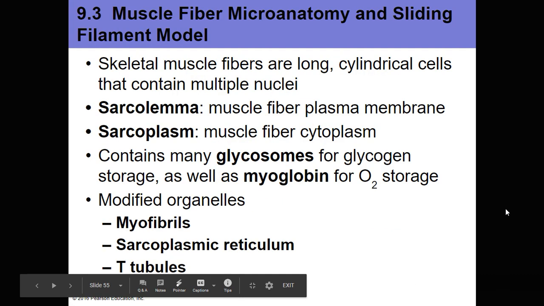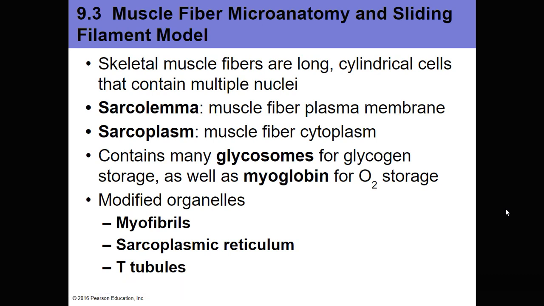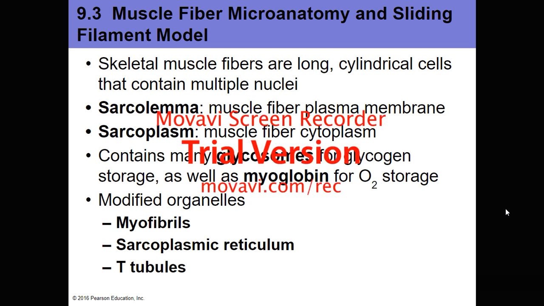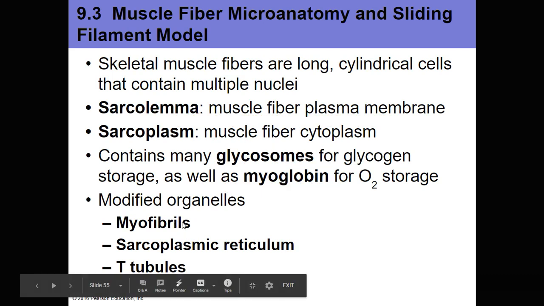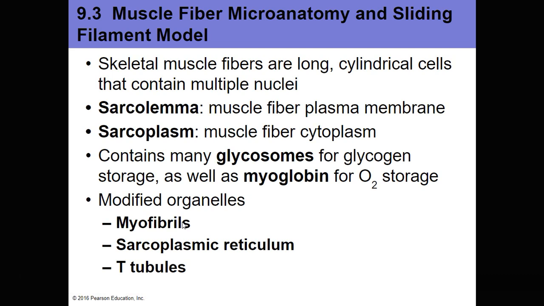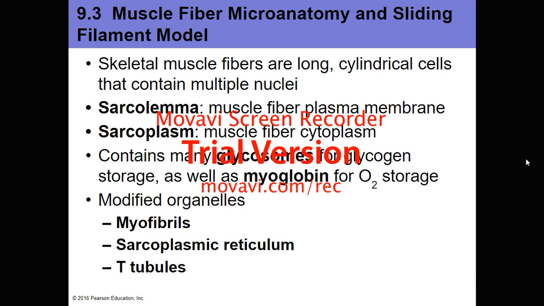So now we're going to go into more detail about the muscle fiber microanatomy. Again, muscle fibers are the muscle cells. They're just called fibers because they're elongated. Within those cells, they're packed with myofibrils, which are a special type of organelle for contraction. We'll talk about that in more detail in the next slides.